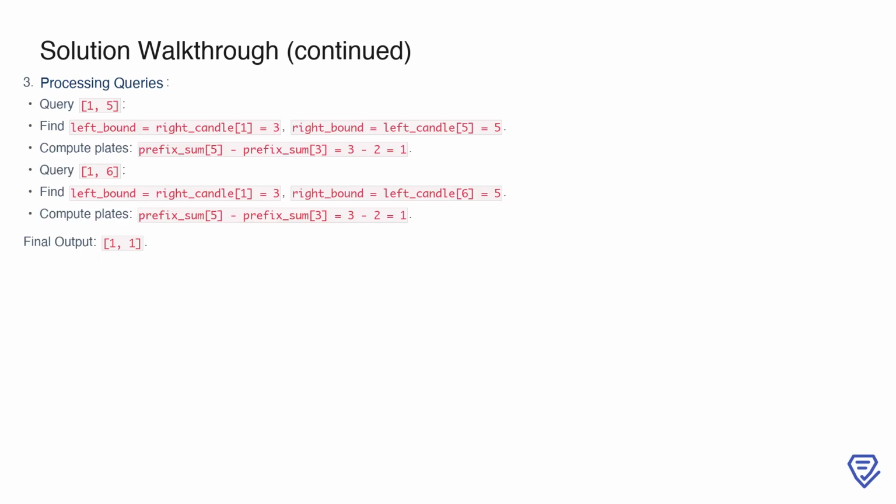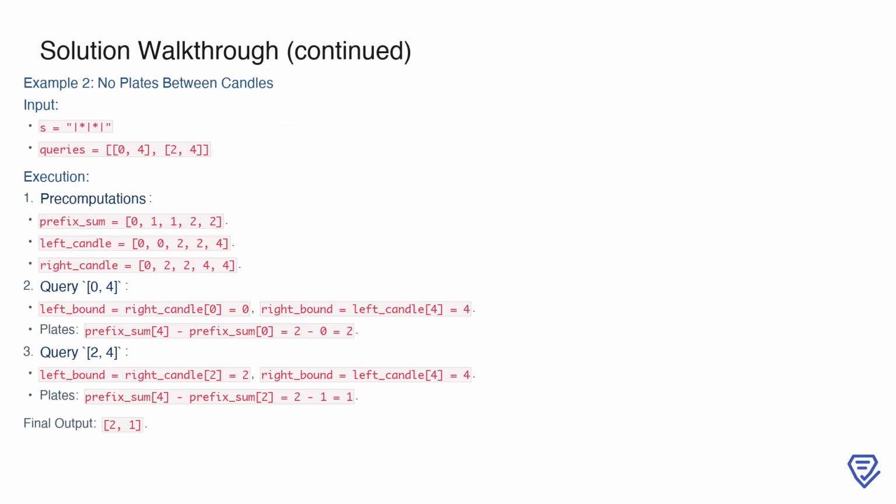For the second query, 1, 6, the nearest right candle for index 1 is again at 3, and the nearest left candle for index 6 is at 5. Using the same calculation, the number of plates is again prefix_sum[5] - prefix_sum[3] = 1. The final output for both queries is 1, 1.